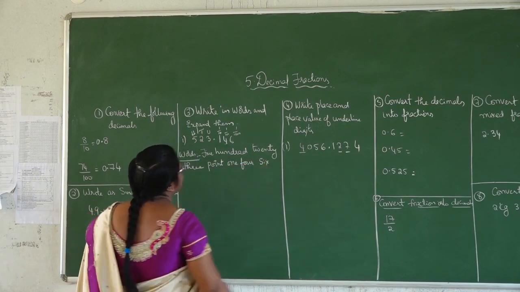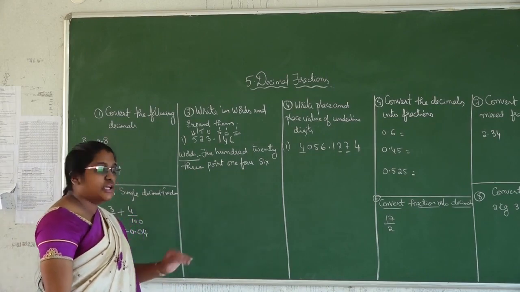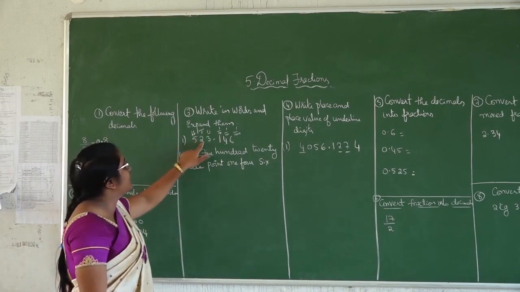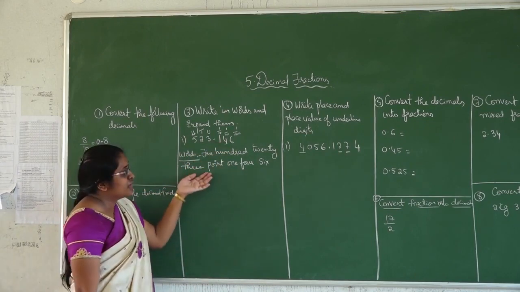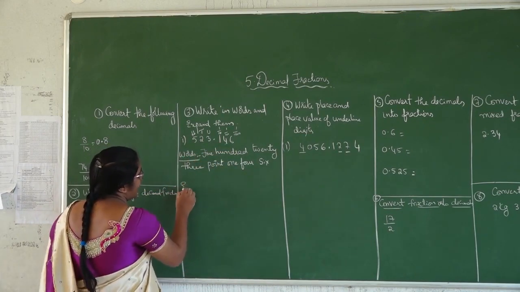523.146. I told you that after the decimal you read it individually. So, 523.146. That is how we write it in words. Now we have to expand them.